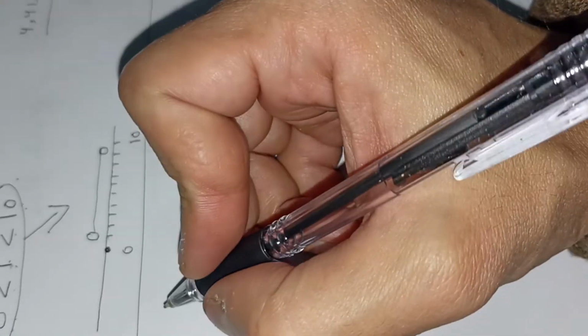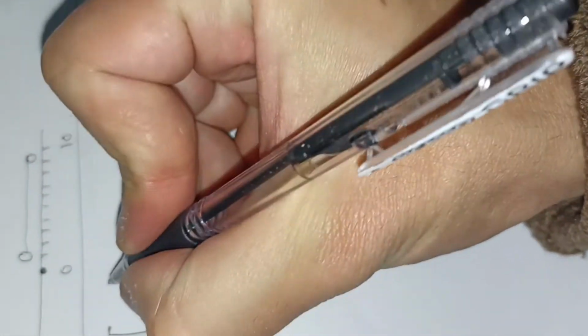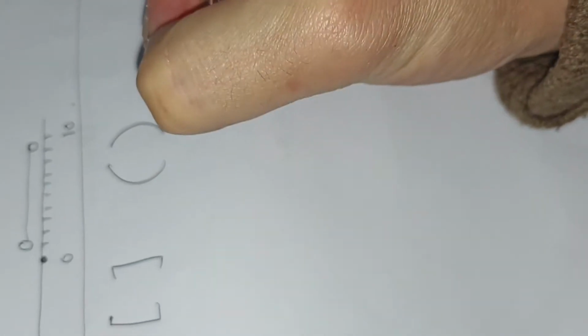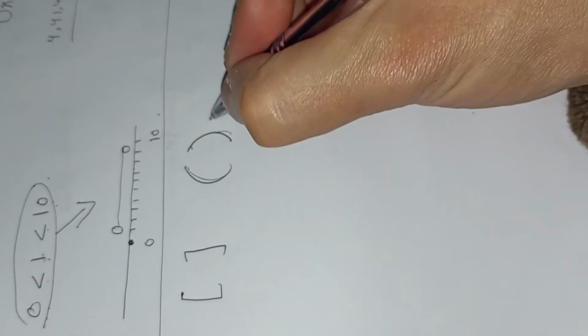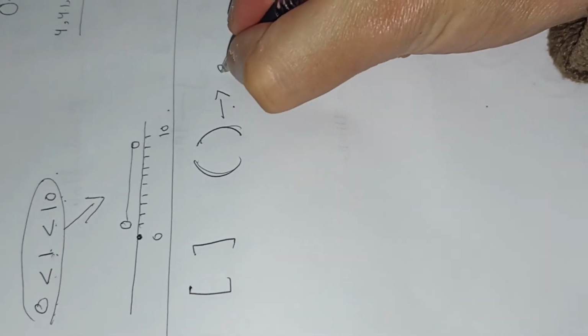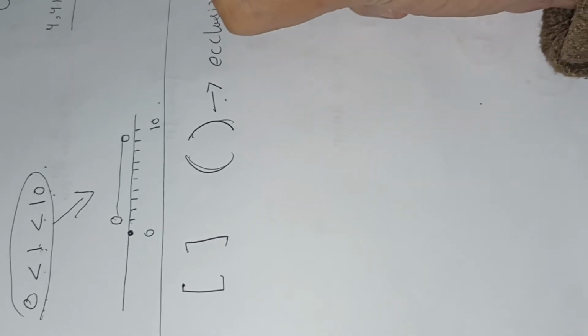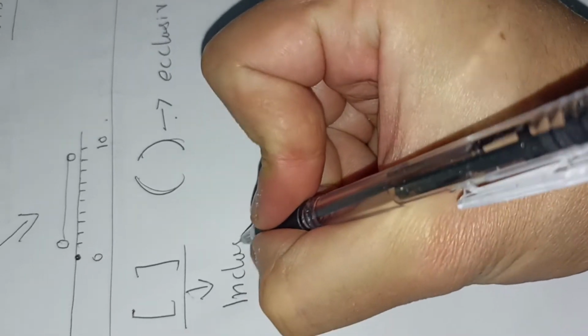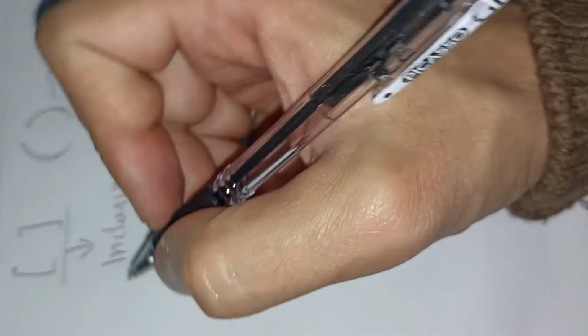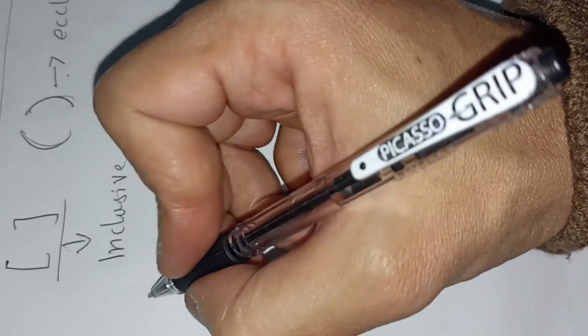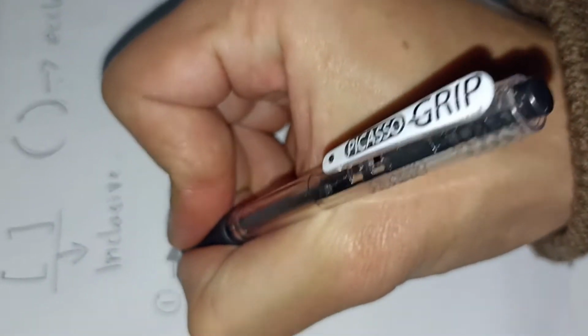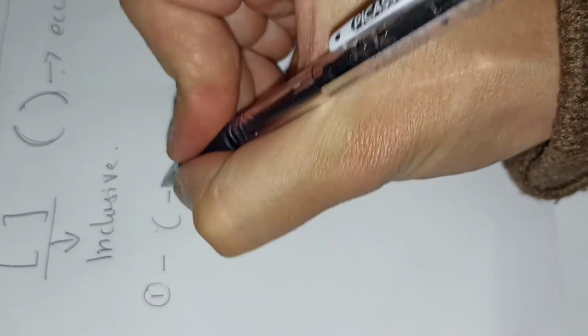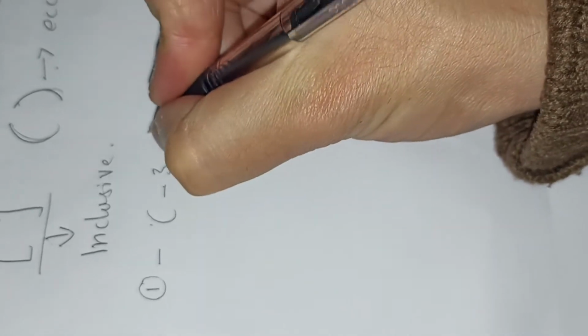Now another thing is, these are two brackets. Any question which includes this will be called exclusive, and this will be called inclusive. Okay, so if we do a question from exercise 1.3, question number 1, and that is minus 3, 0.